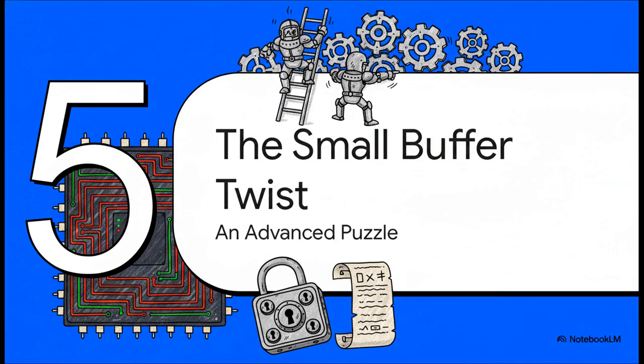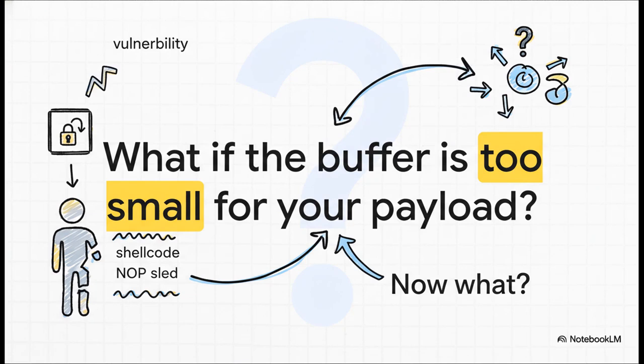Okay, let's level up. We've cracked the standard exploit, but what happens when the game gets a little harder? Let's take a look at a final, more advanced puzzle that you can definitely run into out there. So here's the scenario. You find a vulnerability, but the buffer you can overflow is tiny. It's just big enough to overwrite the return address, but there's no way you can fit your shellcode and NOP sled in there. So now what do you do?